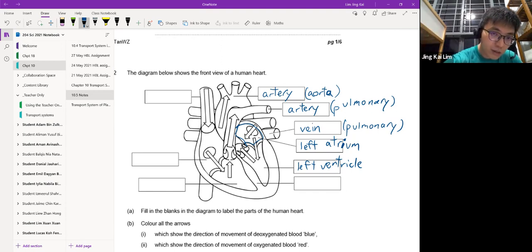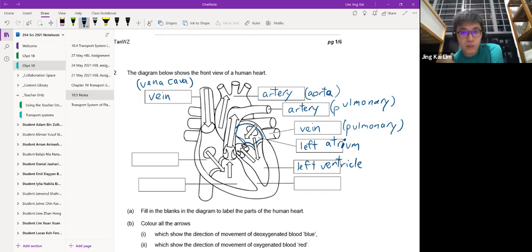On the other side, this top one over here is actually a vein. It has a very special name called the Vena Cava. If you don't know Vena Cava, it's okay. Some of you even researched to the point where you can tell me it's called the superior Vena Cava. There's no need for that. Thank you very much for doing your research. This we just keep as vein.